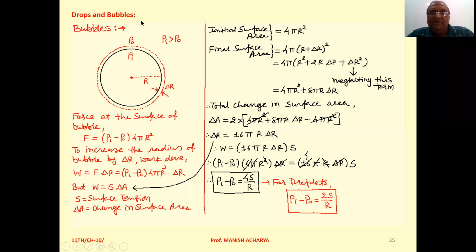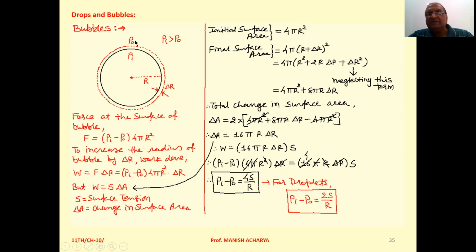Now drops and bubbles. Here we have to derive the equation for the pressure difference for bubbles. Suppose we have a bubble having radius equal to r. Suppose the inside pressure of the bubble is Pi and the outside pressure is Po.